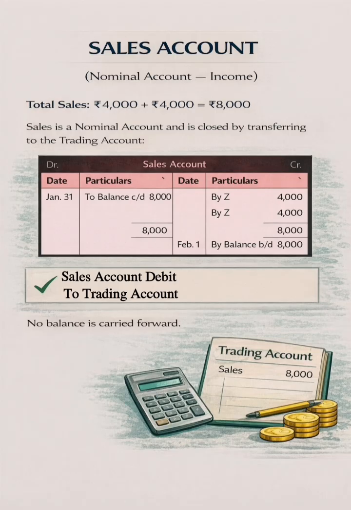Sales account, nature, nominal account, income. Total sales, 4,000 rupees plus 4,000 rupees is equal to 8,000 rupees. Sales is a nominal account and is closed by transferring to the trading account. No balance is carried forward.